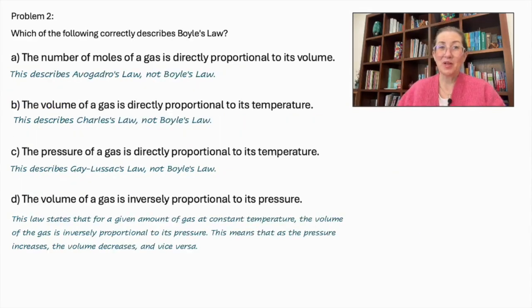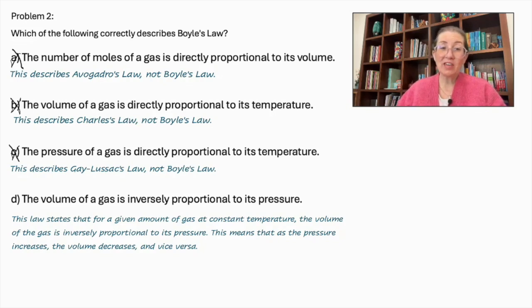Problem number 2. Which of the following correctly describes Boyle's law? The number of moles of a gas is directly proportional to its volume. This describes Avogadro's law, so we can cross that out. The volume of a gas is directly proportional to its temperature, and this is Charles' law, so we can cross that one out as well. The pressure of a gas is directly proportional to its temperature, and this is Gay-Lussac's law, so also incorrect.